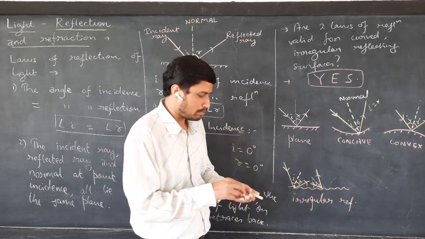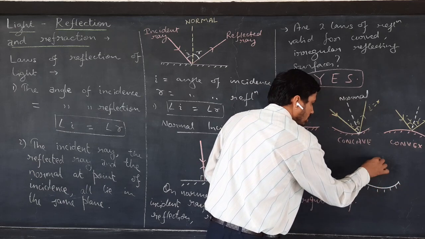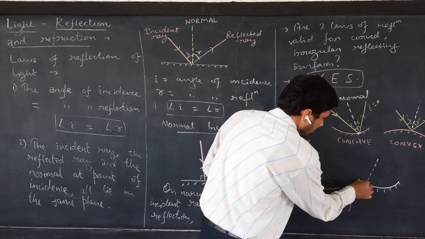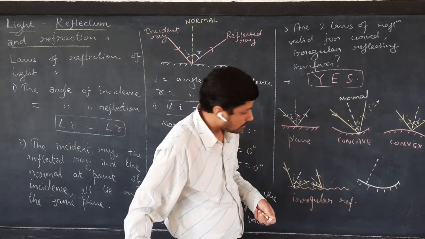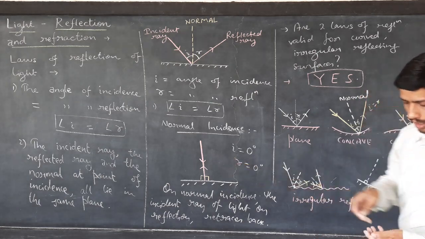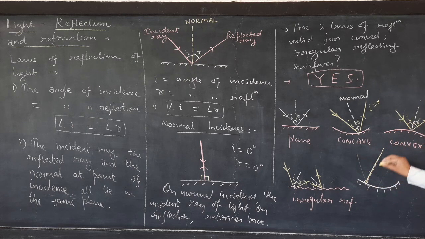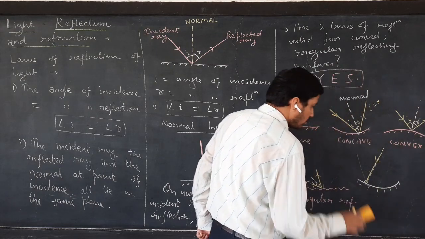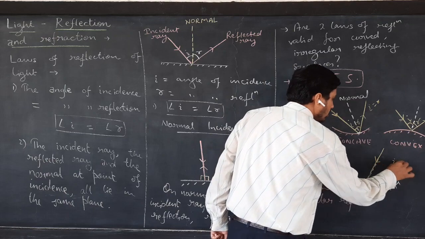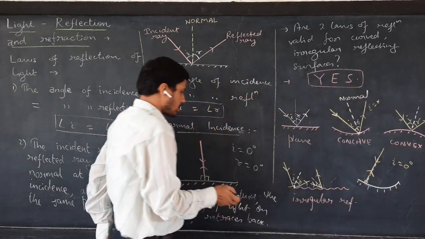For example, suppose this is a concave mirror, and at this point, suppose this is the normal. This is not looking like a normal. Okay, almost normal. Yes, you can see this angle seems to be 90 degrees. If you have a ray of light, as I have discussed in normal incidence, incident along the normal. See, if this is the incident ray, this will be the angle of incidence. But if your incident ray is incident like so, along the normal, then the angle of incidence becomes how much? 0 degrees. In this case, i is equal to 0 degrees. And if the angle of incidence is 0, the angle of reflection will also be 0. So the ray will retrace back, as we have discussed in the case of normal incidence.